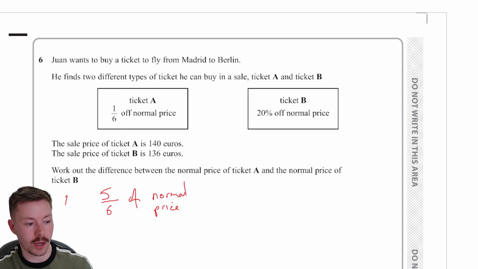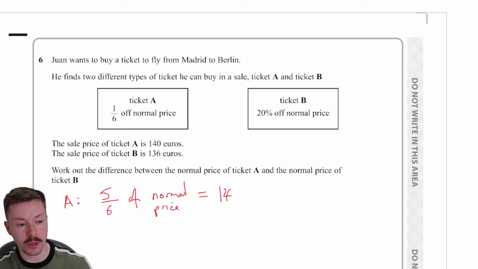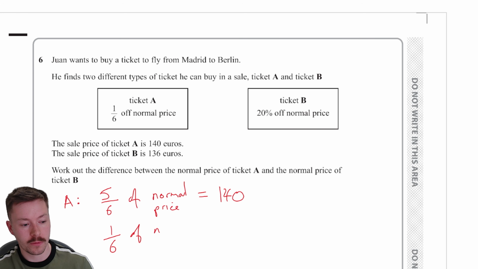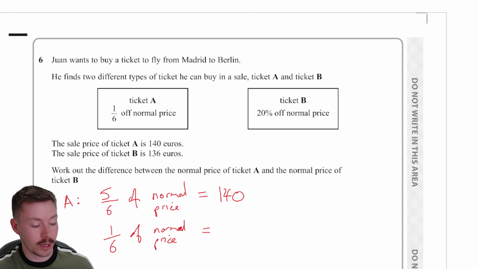equals, and this is for A, is equal to 140 euros. I'll just put the 140 there for now. Now, we need to work out 6/6. So we need to divide both sides of this, or divide 140 by 5. So we'll get the 1/6 of normal price is going to be 140 divided by 5, to get from 5/6 to 1/6. 140 divided by 5 is 28.